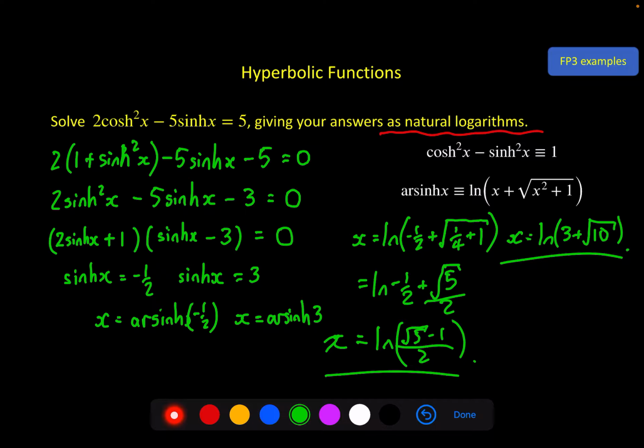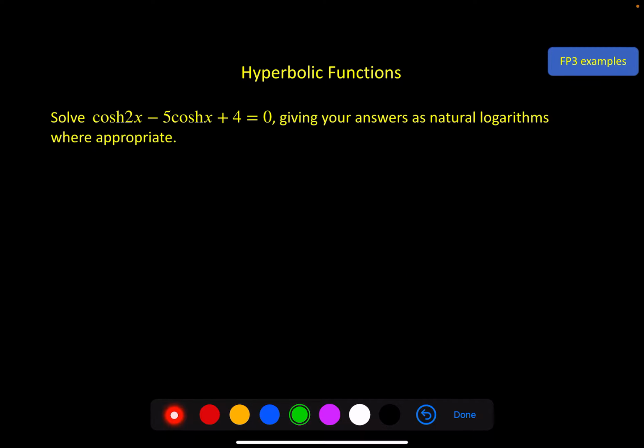The third and final example. Solve cosh 2x minus 5 cosh x plus 4 equals 0, giving your answers as natural logarithms where appropriate. So we'll check that at the end, see which one can be natural logarithms, and the question is kind of implying that maybe one can and one can't. So we'll have a look at that at the end.